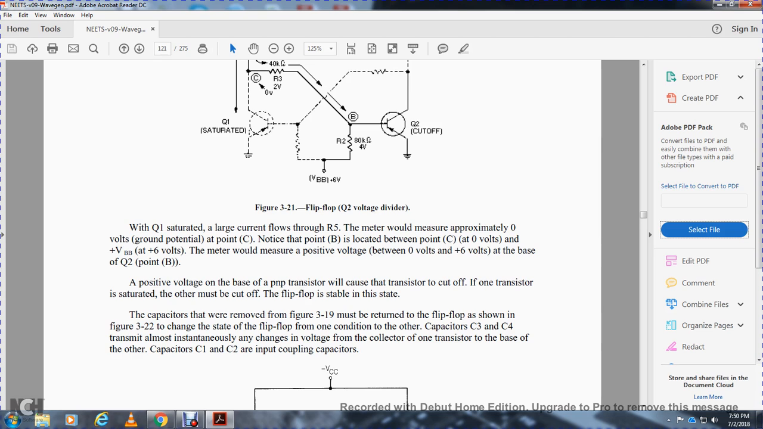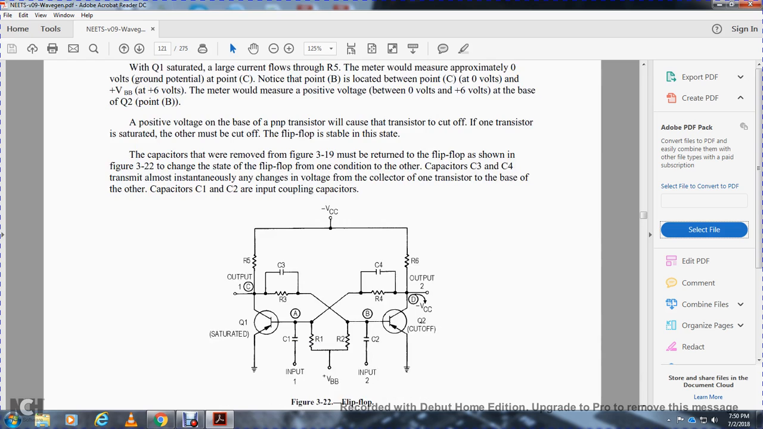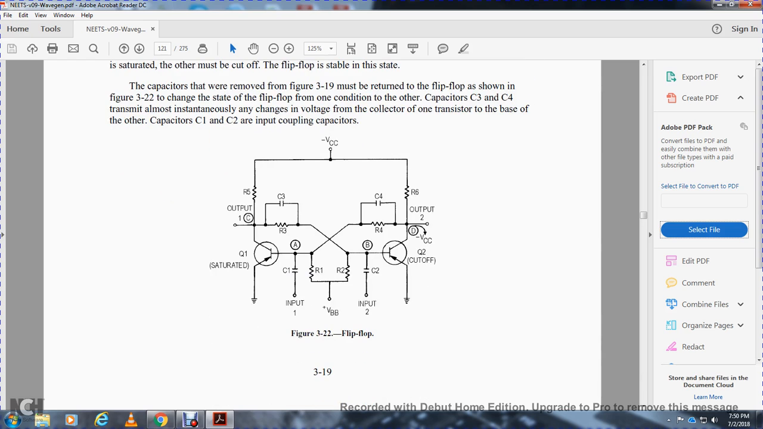To change the state of the flip-flop from one condition to the other, capacitors 3 and 4 transmit almost instantaneously the change in voltage at the collector of one transistor to the base of the other. Capacitors 1 and 2 are input coupling capacitors. Figure 3-22 shows the flip-flop.